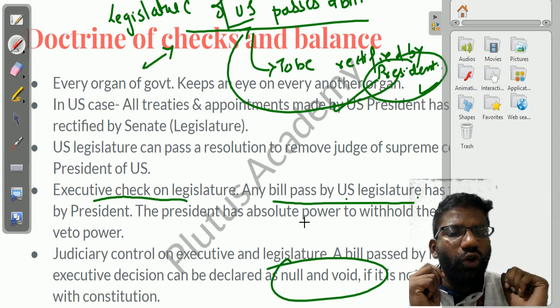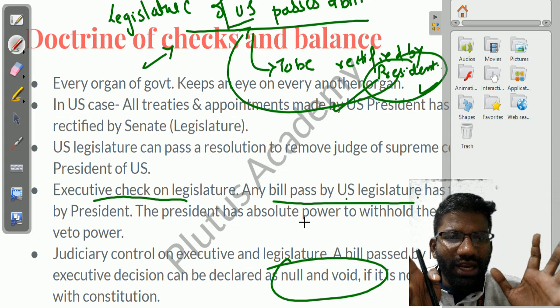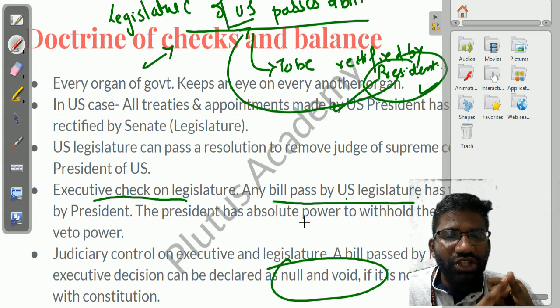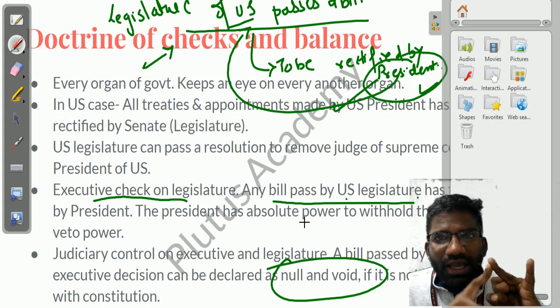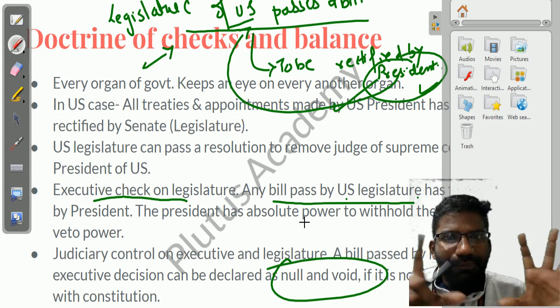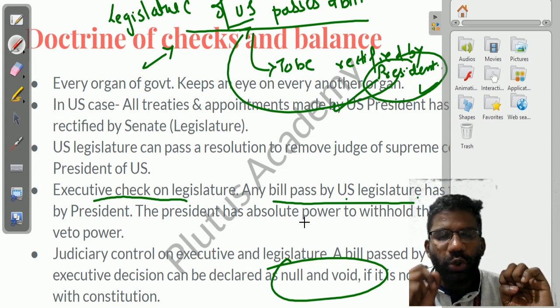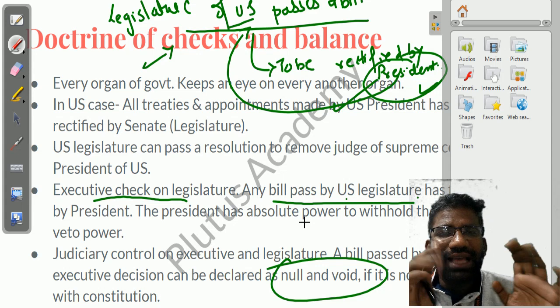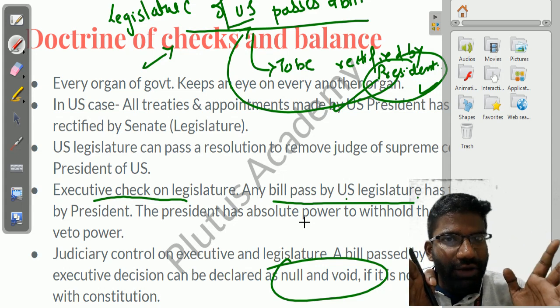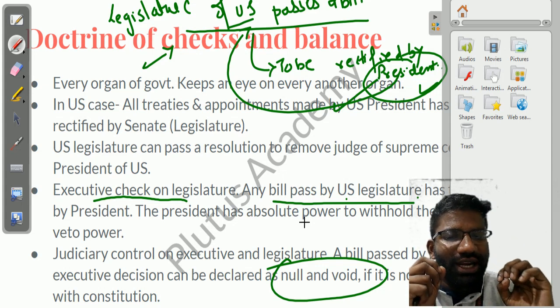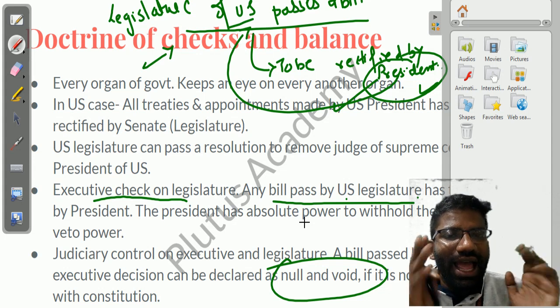Judicial control over executive and legislature is very much simple. A bill passed by the legislature, given assent by the president, and the judiciary finds that the bill is not in accordance with the constitution, the judiciary has the right to declare the act as null and void. That means the judiciary can declare the act as an illegal act.